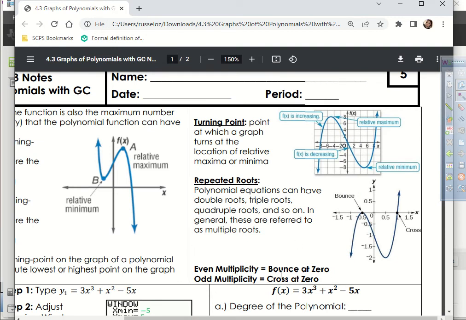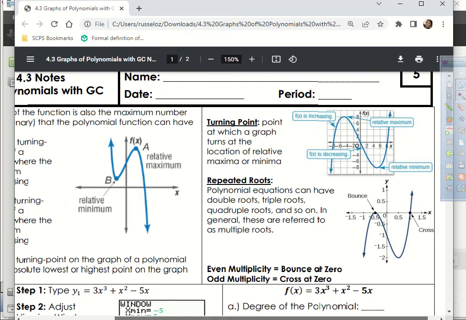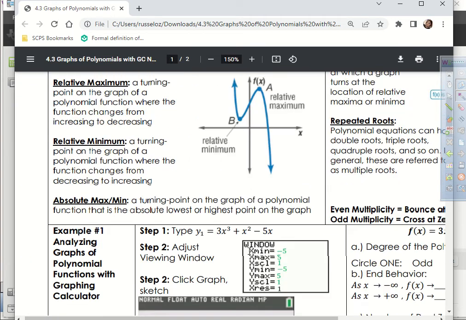A turning point is a point at which the graph turns, at the location of a relative min or max. And repeated roots: a polynomial can have double roots, triple roots, quadruple roots, and so on. In general, these are referred to as multiple roots. So even, bounces; odd, cross. We'll talk about how you can see the difference between those different scenarios.